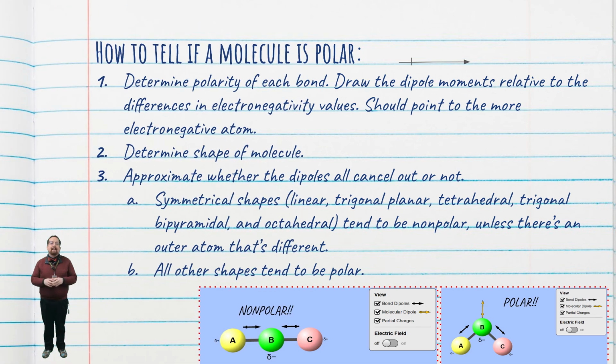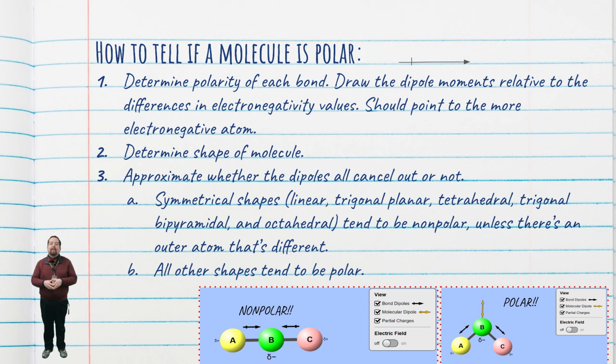Our very last thing today is to figure out how to tell whether a molecule is polar or not. The first step is to determine whether the bonds in the molecule are polar. If they are polar, draw arrows or dipole moments along the bonds and point them toward the more electronegative atoms. This represents your bond dipole and should be relative in size to the difference in electronegativity between the two atoms. Second, determine the shape of your molecule. Lastly, make a good approximation as to whether your bond dipoles will cancel out or not.